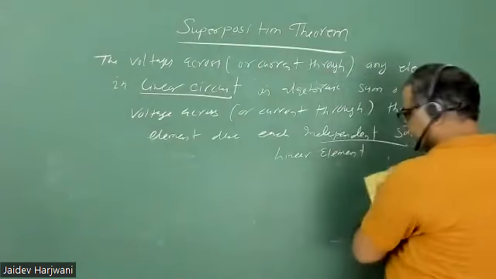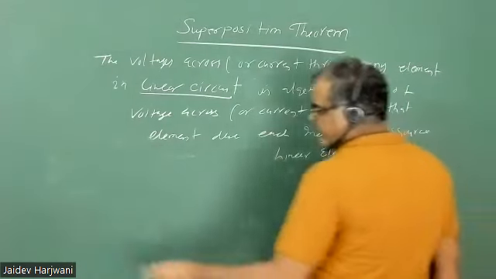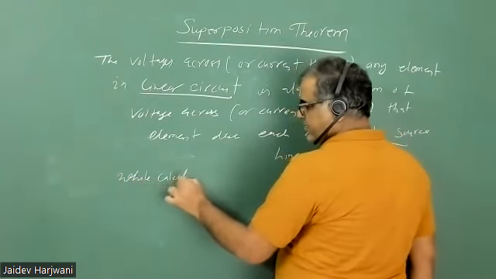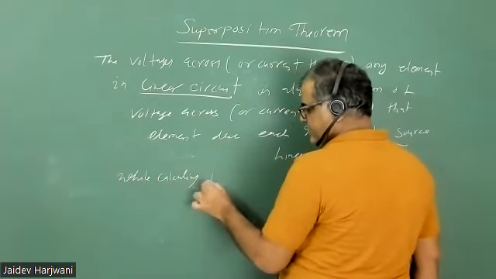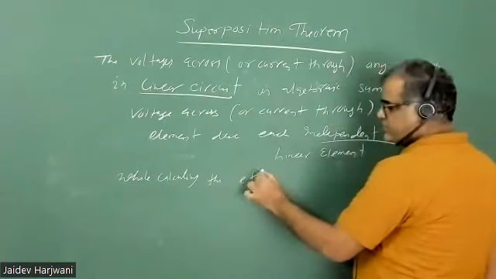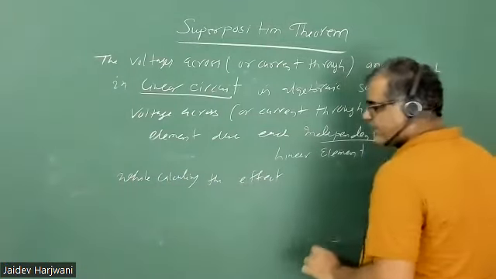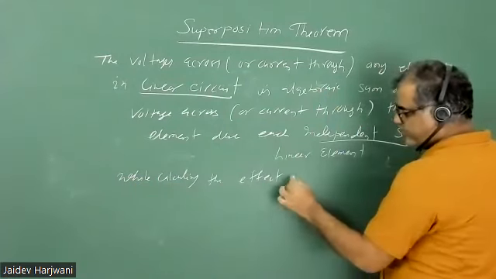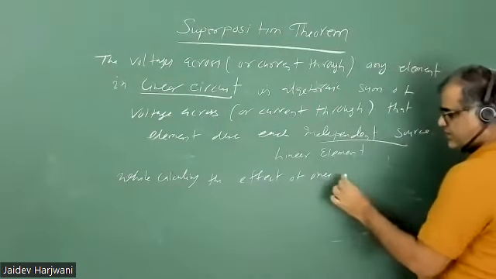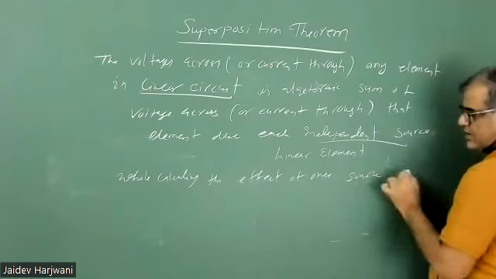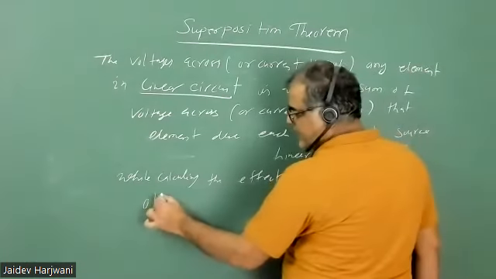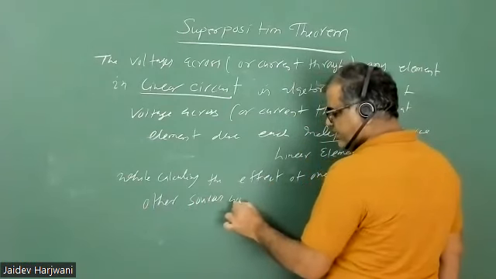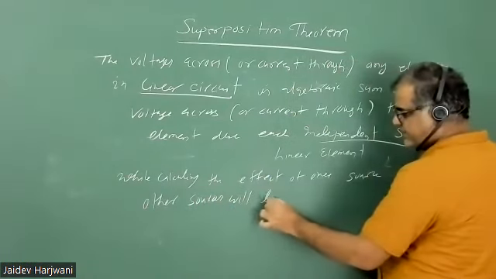This theorem, okay. While calculating the effect of one source, जिसका हम निकाल रहे हैं, one, so at a time we'll take one source only. So while calculating the effect of one source, other sources will be deactivated.